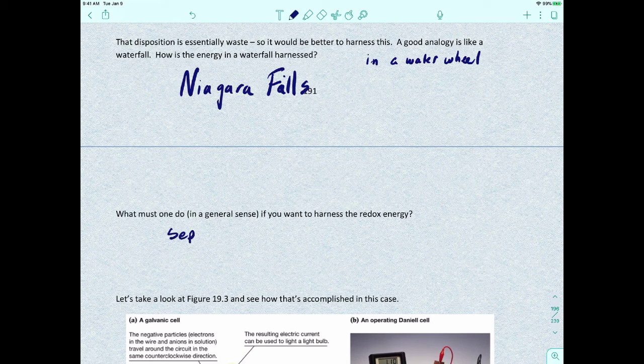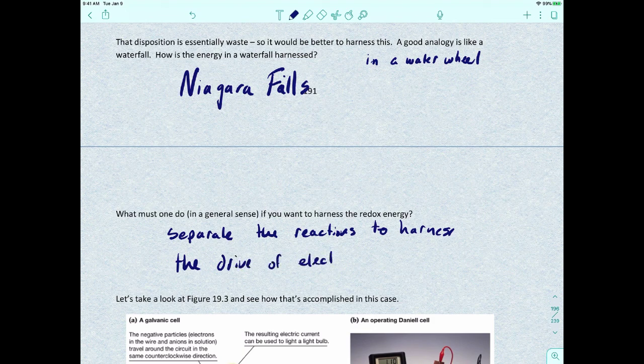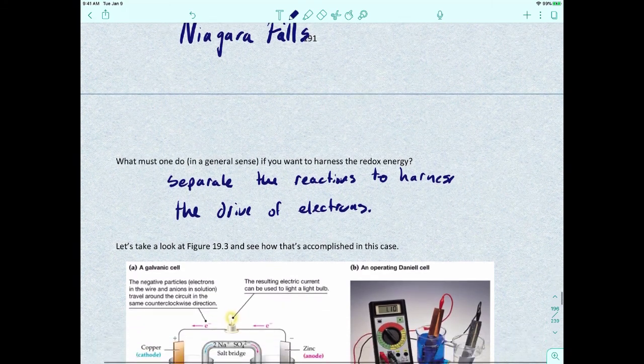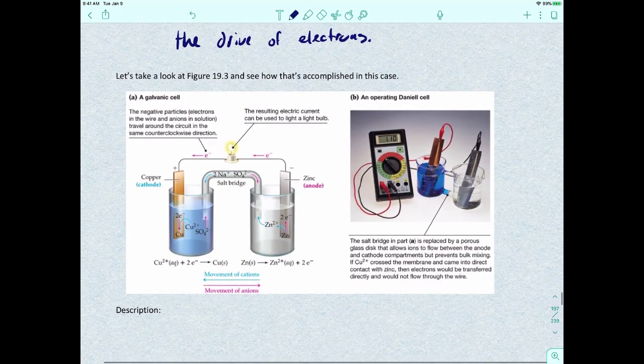So what we've got to do is separate the reactions to harness the drive of electrons. So the next question is, how do we harness the energy that we get from that reaction? What we can do is construct something called a galvanic cell. And here's how it works.